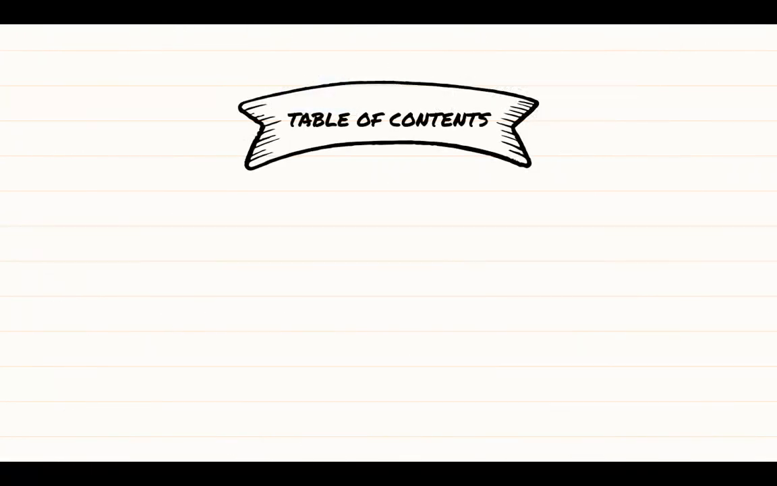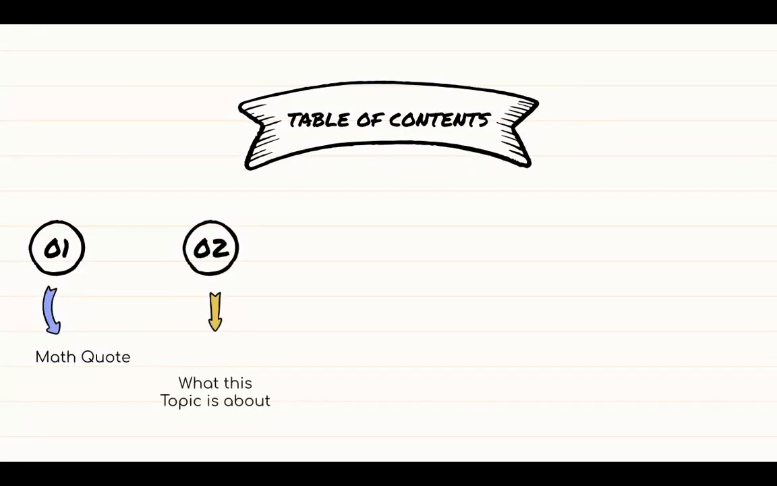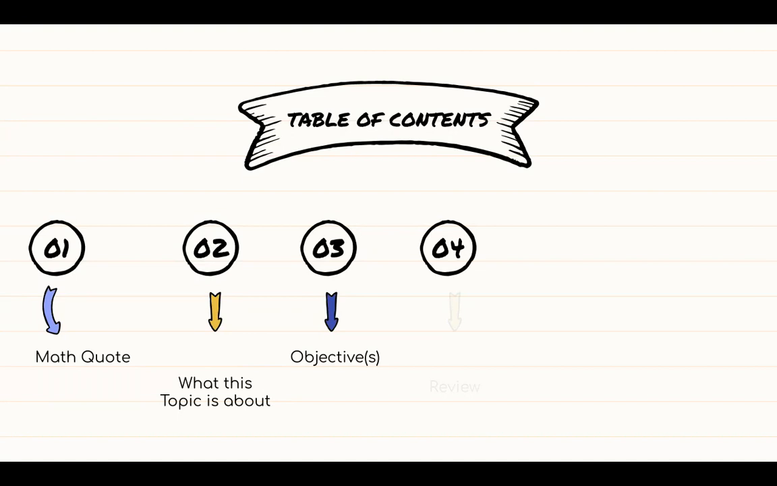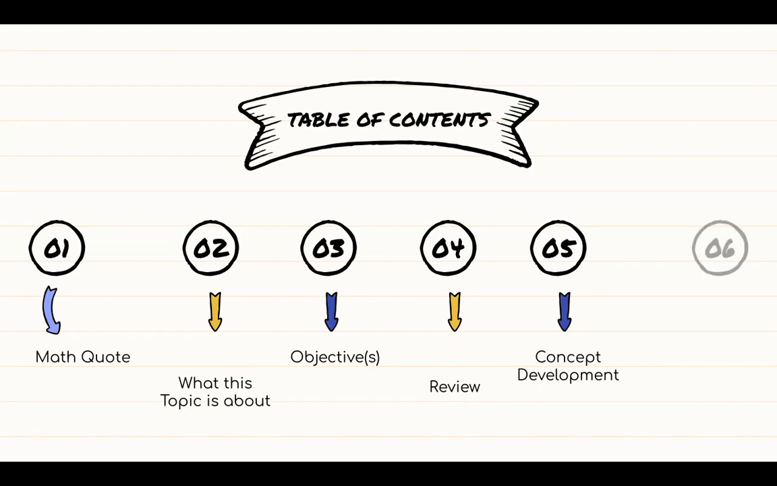Table of Contents. Number 1, we're going to have our math quote. Number 2, what is this topic about? Number 3, our objectives. Number 4, review. Number 5, our concept development or new learning. And number 6, our assignment.